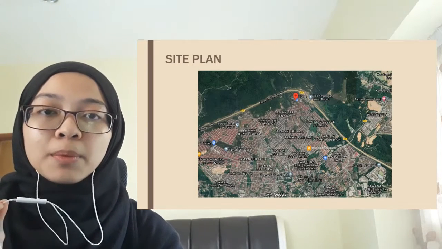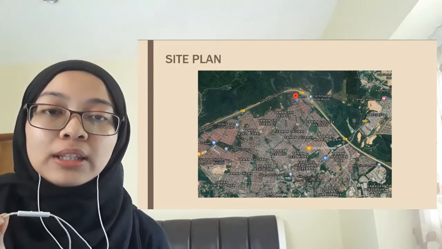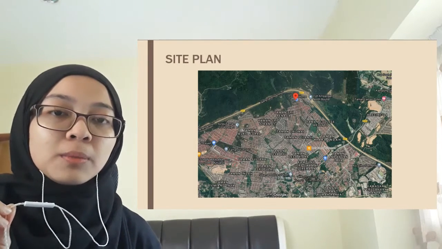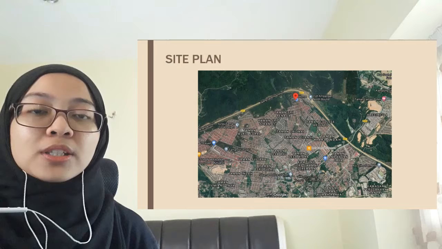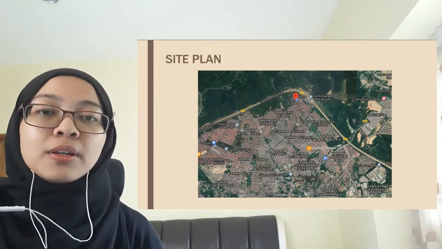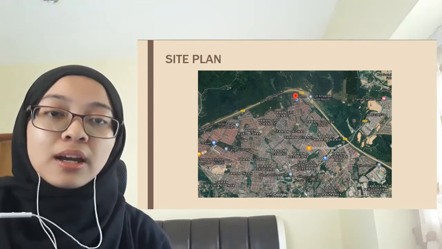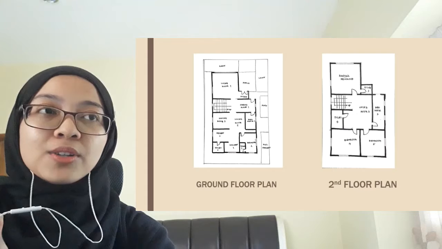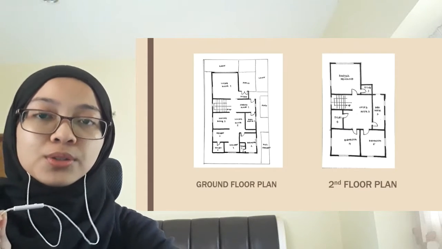This is a site plan of my house. My house is located in Seremban, Negeri Sembilan, and as you can see, my neighborhood consists of many lots of residential areas, and my house is actually near the highway. Then this is my ground floor plan and second floor plan. My house is a double-story house.